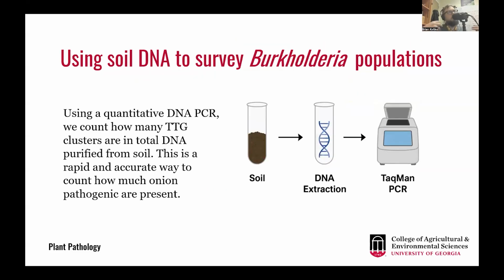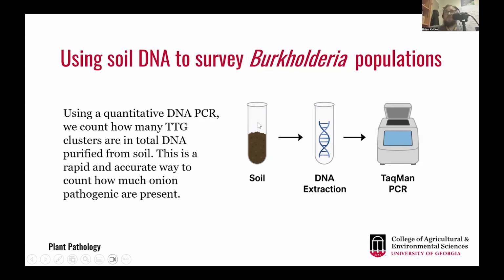So what we've been doing is using these genes as a way of tracking how much Burkholderia we've got in soil. We're using DNA extracted from soil to survey how much of our onion pathogens are present out in that soil. So how do we do that?